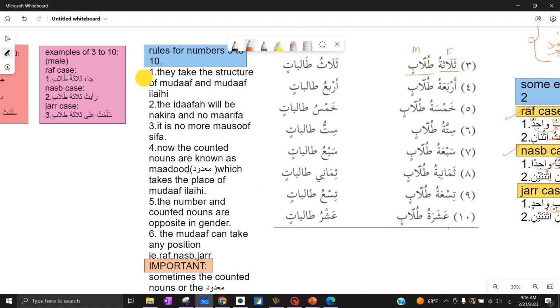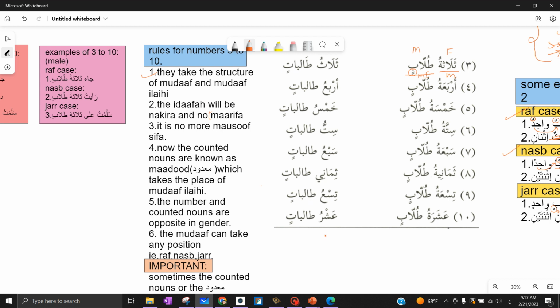Now, the first point is they take the structure of mudaf and mudaf ilayh. From 3 to 10, remember from 3 to 10, the structure of your Arabic number should be mudaf and mudaf ilayh. The number, the counted noun is always in mudaf ilayh. As you can see the kasra 10. Then the idafa will be nakira and not marifa.